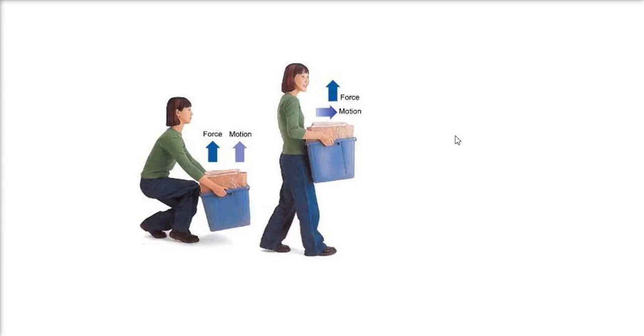Let's look at the second picture. Direction of force is y-axis and direction of motion is x-axis. So we can conclude that no work is done on the bin because force and motion are in different axes.